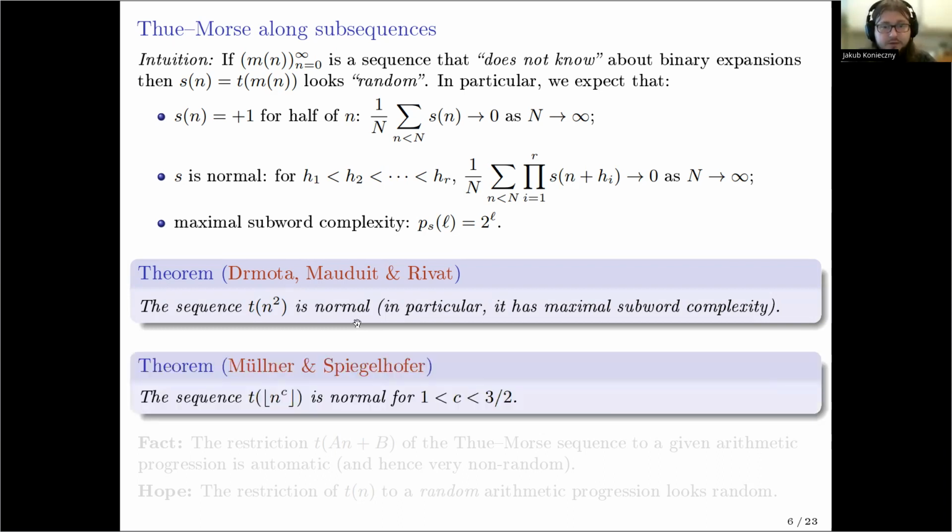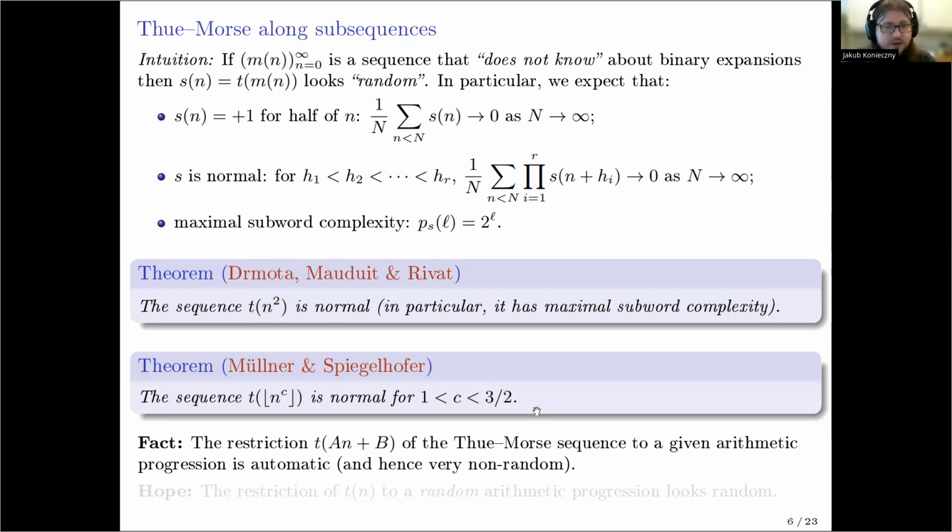And the same result was proved for Thue-Morse along Piatetski-Shapiro sequences, by which I mean sequences of the form n to some non-integer power c, where we need c to be between 1 and 3/2. I think that's the best published result, but it can quite certainly be extended.